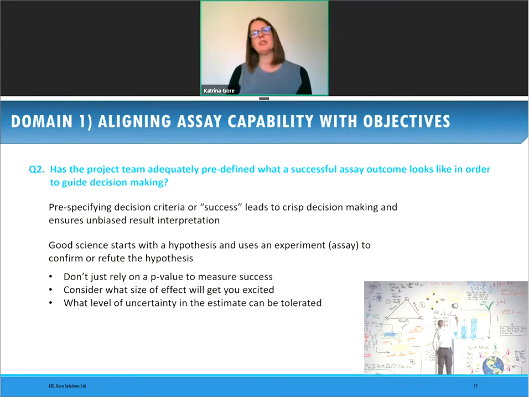Question 2, has the project team adequately predefined what a successful assay outcome looks like in order to guide decision making? If you pre-specify decision criteria, or at least have defined what a successful outcome would look like for you and your team, this will lead to crisp decision making and it ensures an unbiased result interpretation. Now, you all know that good science starts with a hypothesis and uses an experiment or an assay to confirm or refute that hypothesis. Don't just rely on a p-value to measure success of that hypothesis.